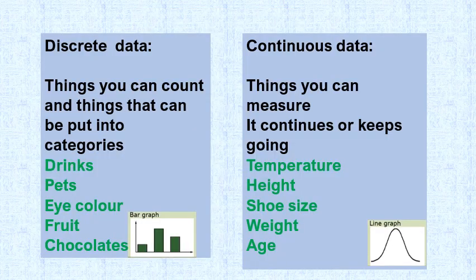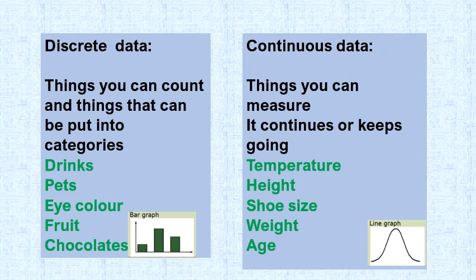Let's remind ourselves about different types of data we've come across. First, we talked about discrete data in our other lesson. Discrete data is things you can count and things that can be put into categories. For example, drinks, pets, eye color, fruit, or chocolates. We can organize or categorize them in a bar graph, for example.